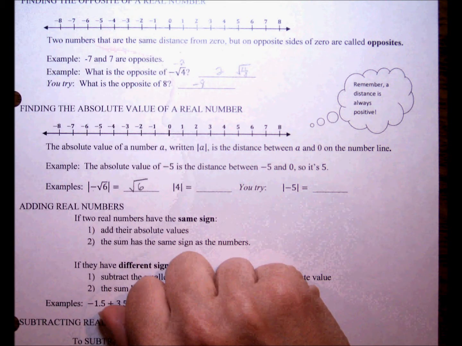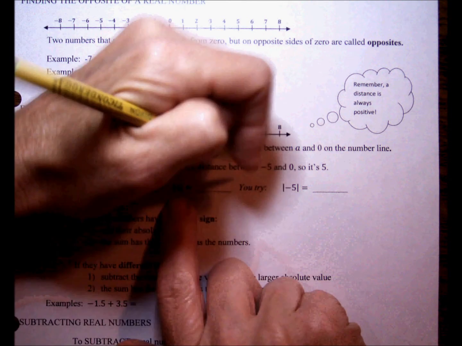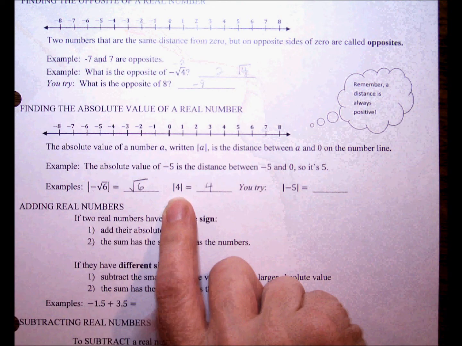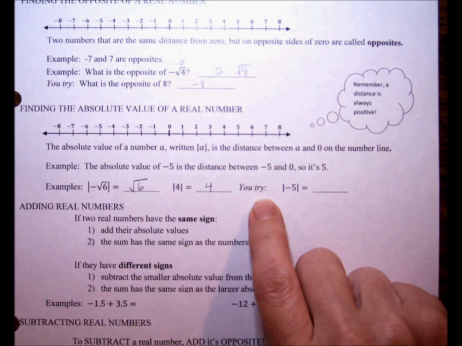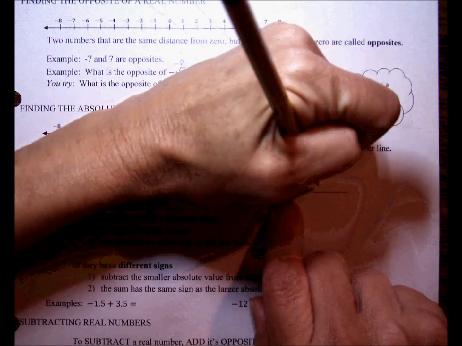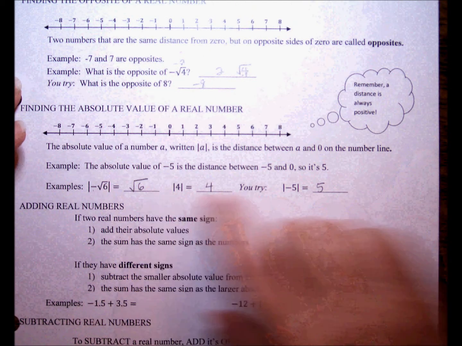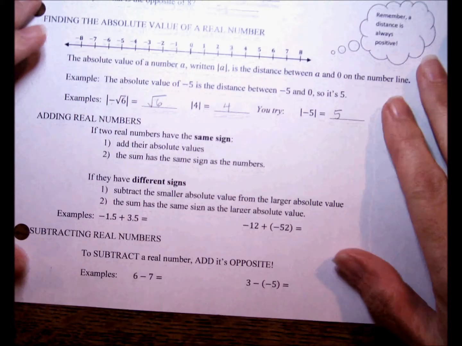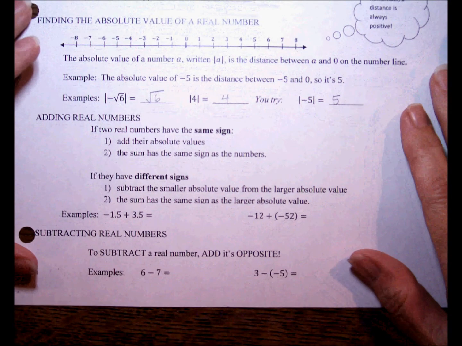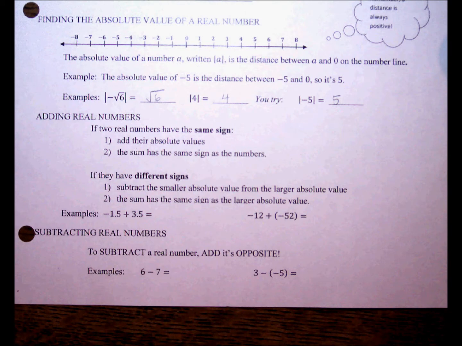So if you put negative square root of 6 into your absolute value machine, it will spit out positive square root of 6. You put in 4, absolute value of 4 is 4. You try, absolute value of -5, that's a 5. So everything's a distance, so it must be positive.